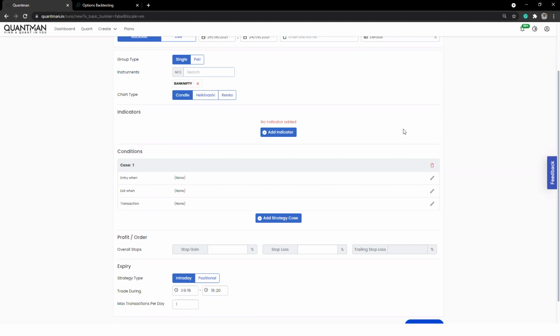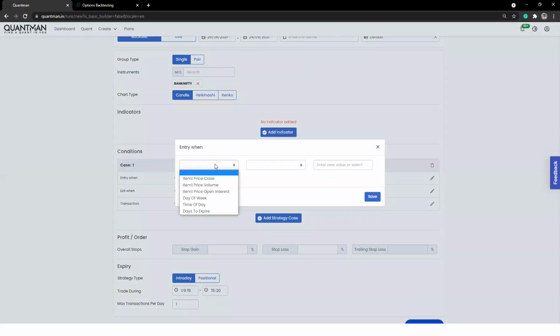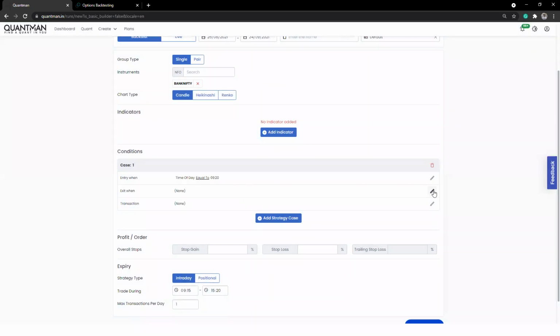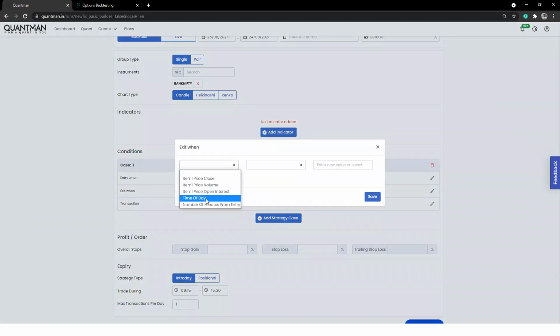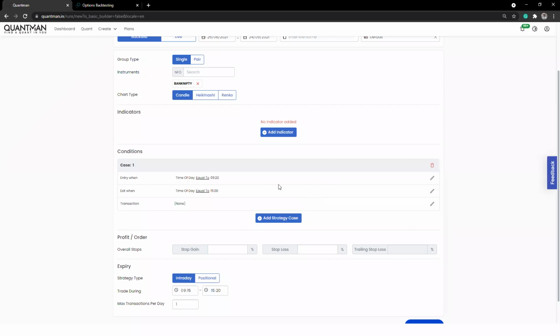But no matter what, if I'm going to trade a straddle, will it be profitable or not? Intraday, at 9:20 I will sell the straddle, and at 3 o'clock I will exit the straddle. I'll keep a stop loss. Let us say I'll go to the time of the day. If the time of the day is equal to 9:20, I'll save the condition. I will be selling the straddle, and I will exit if the time of the day is equal to 15:00. So if it reaches that, I will exit the straddle.